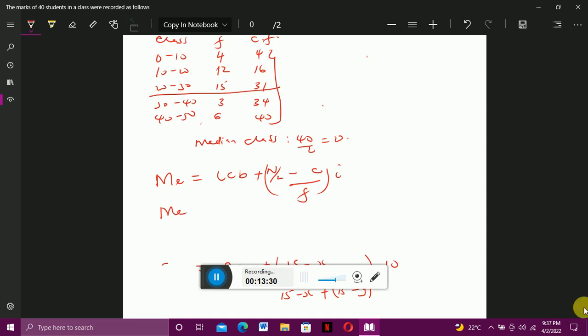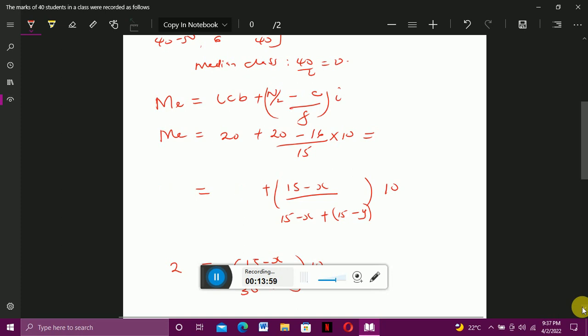So the median is going to be the lower class boundary of the median class, which is 20, plus 20 minus the cumulative frequency above the median class, which is 16. The frequency of the median class is 15. And I is 10. So we work out that.